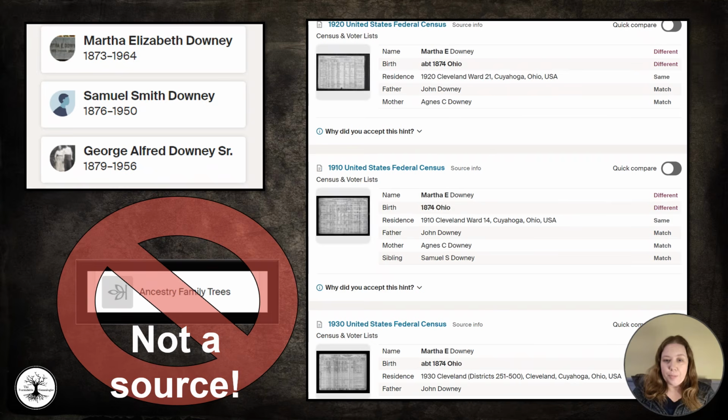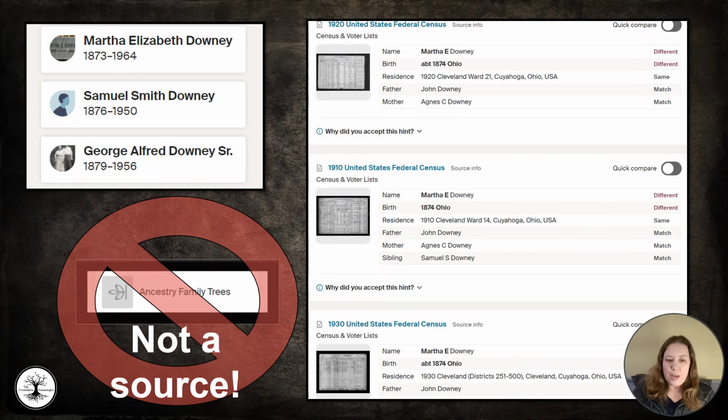So I start applying all of those records. Most of the records in her tree were that Ancestry Family Trees listed as a source. That is not a source. That means she just copied the records from somebody else's tree, or copied the information and did not actually look at the sources to verify if things were correct. She just copied her neighbor's work, which you should never ever do.